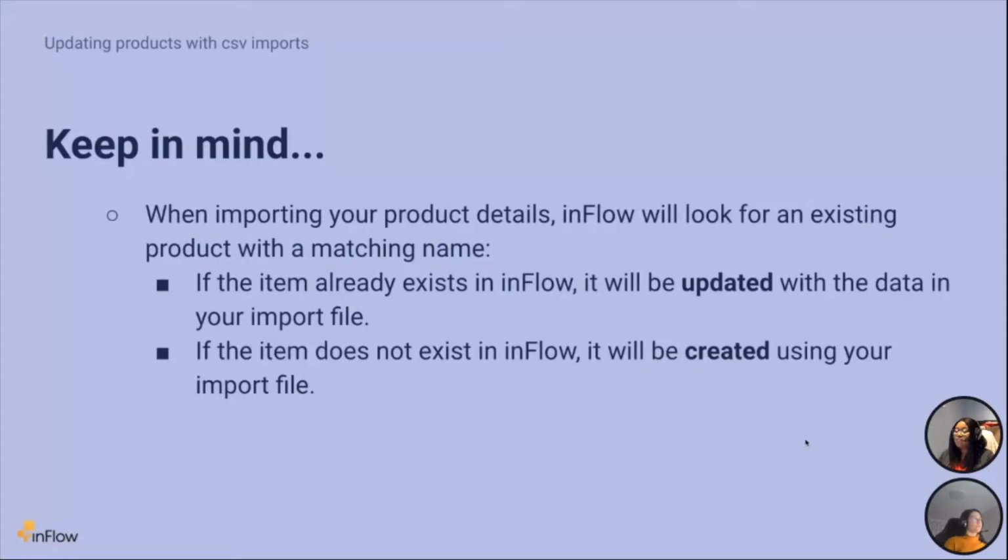Something I wanted everyone to keep in mind is that when you're importing, the one thing that has to remain constant is that inFlow needs to know the product name. It has to match what's already in inFlow. In order to update any items, the item name has to be the exact same match. If it's not the exact same match, it will create a new item. But you can get around having any mismatched item names when you export from inFlow in the first place, because these are the names that inFlow already knows.